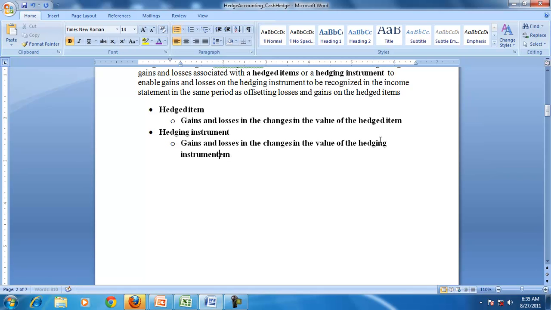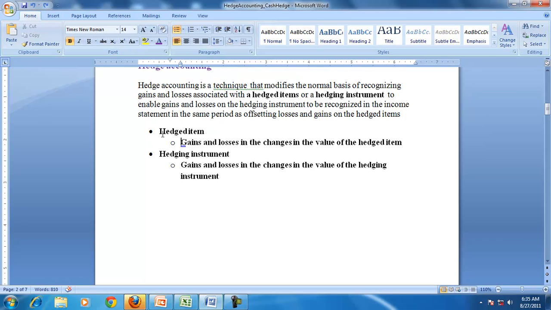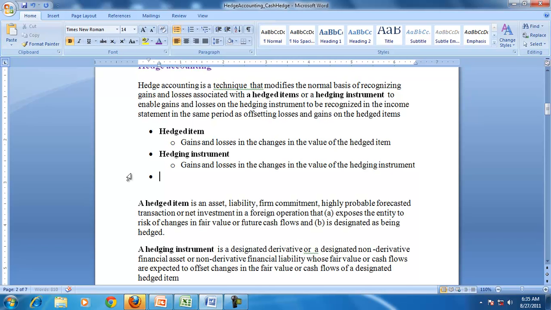So this is the major difference: in case of hedge accounting, we try to match the gains and the losses from the hedge item with the gains and losses from the hedging instrument. That is why hedge accounting modifies the normal basis of recognizing the gains and losses on the hedge item, so that in the income statement, in the same period, the gains and the losses due to the hedge item and hedging instrument are shown.